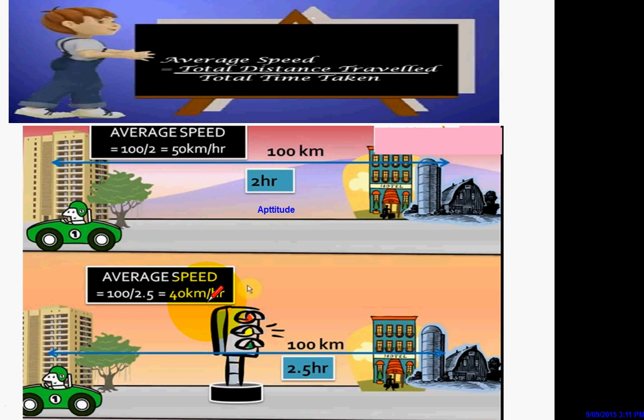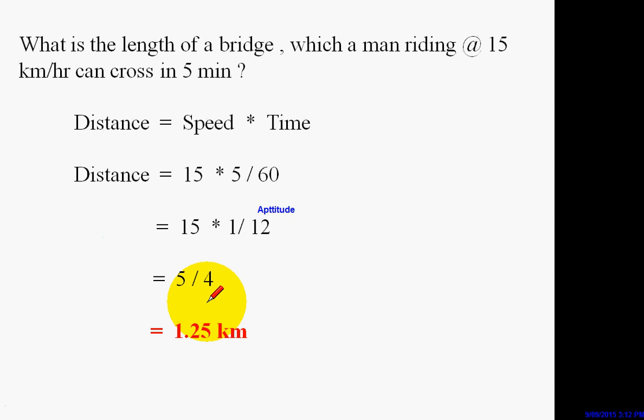Okay, now the first problem. So till now we were looking into the basics, some of the important concepts, and also the measurements and the conversion of units. So now the first problem is, what is the length of a bridge which a man riding at 15 km per hour can cross in 5 minutes? So now we try to understand what is given, whether the distance or the time or the speed, whichever variable is given. The rest we need to calculate.